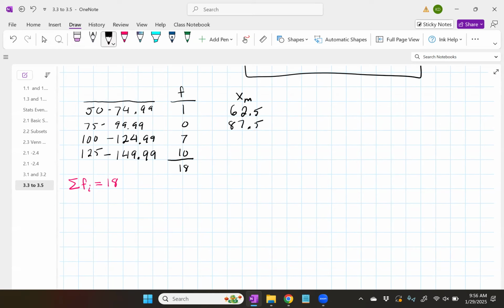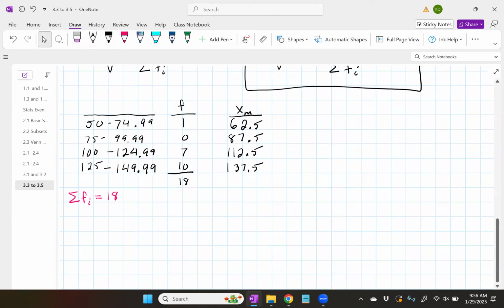100 plus 125 over 2, 112.5. And finally, 125 plus 150 over 2, 137.5. To show where that came from, that's a chart. Okay. That's our step 1.